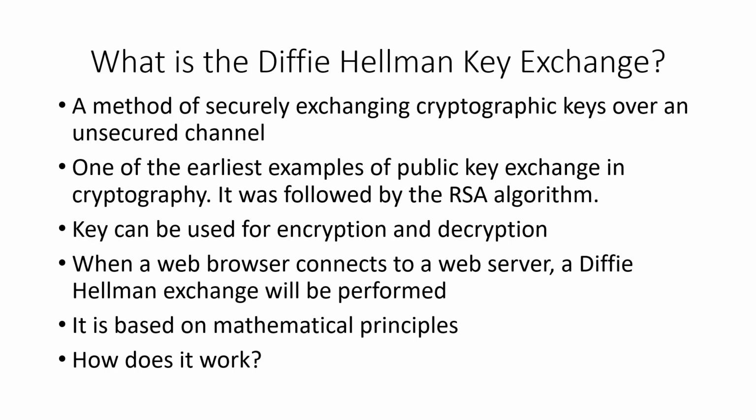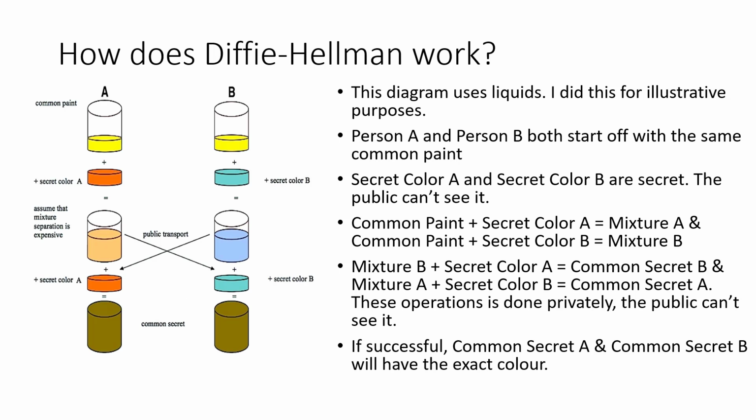Now let's get into the inner workings of this encryption algorithm. I'll be going through the diagram that's displayed here. I'll be using liquids instead of numbers to make it easier to illustrate my point. First off, person A and person B start off with the same paint. This paint must be the same in terms of its volume and colour. Secret colour A is only seen by person A, and secret colour B is only seen by person B. The public can't see these colours as they're in the private domain.